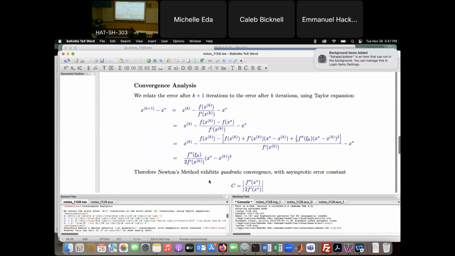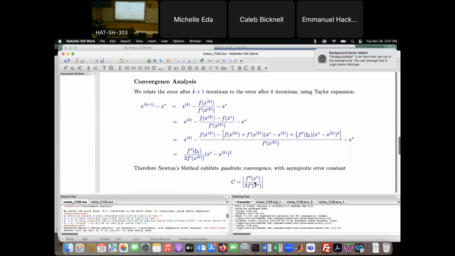So actually, this is the asymptotic error constant. So it's f double prime at the root over 2 f prime at the root. So as long as f prime at the root is non-zero, we really do get quadratic convergence.